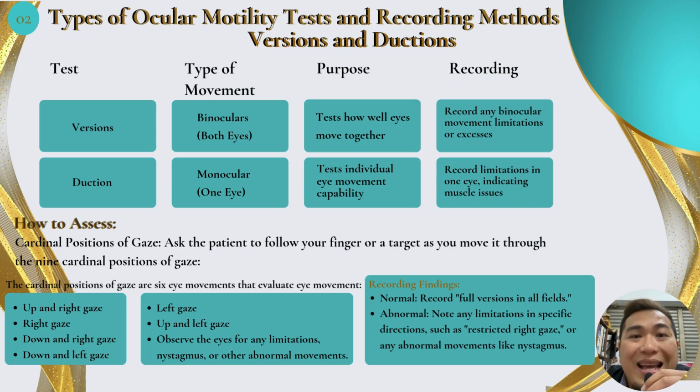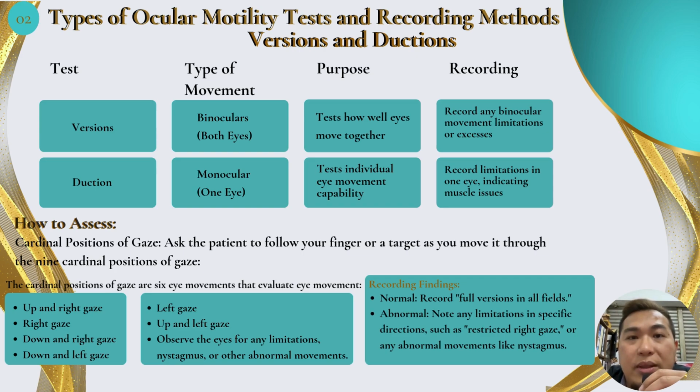So if one eye shows restricted movement, it's usually indicative of a muscle-related issue, as we are isolating the eye and ruling out binocular coordination. Now that we have covered version and ductions, let's discuss how we assess the cardinal positions of gaze. This is an essential part of this test, helping us evaluate eye movement across different directions.